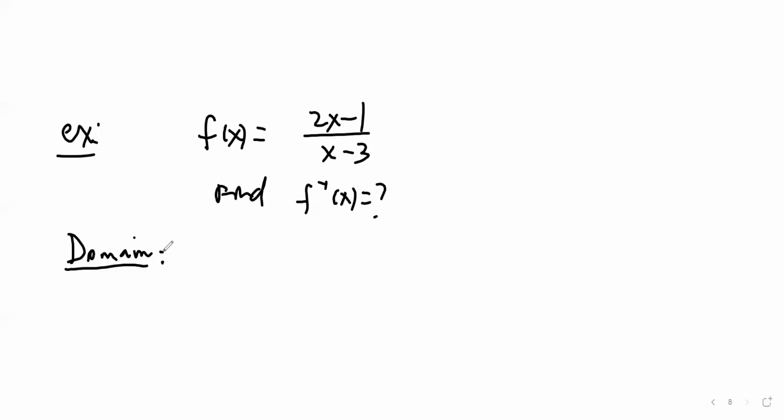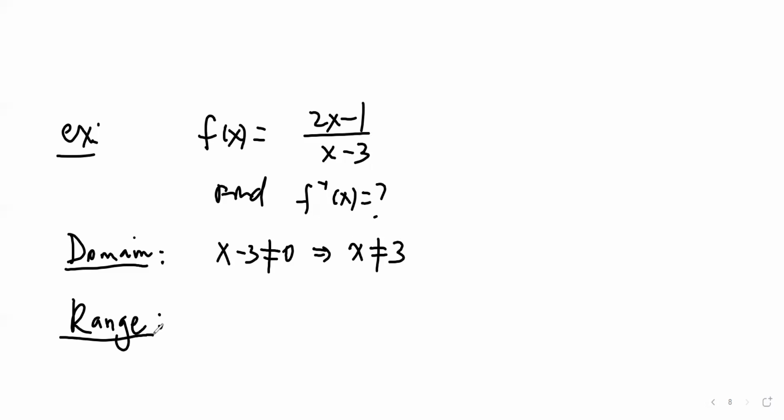So the domain of this function is, the bottom cannot equal 0 because this is a rational function. So x minus 3 cannot equal 0, which means x cannot equal 3. That's the domain, right? And then the range, we don't know. Sometimes for a rational function, the range is not very trivial. So let me just leave this right now, and after I compute the inverse, because those are interchangeable, then I may easily figure this portion out.